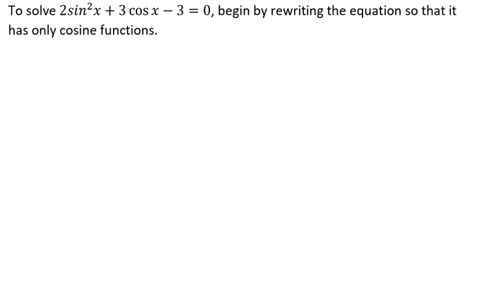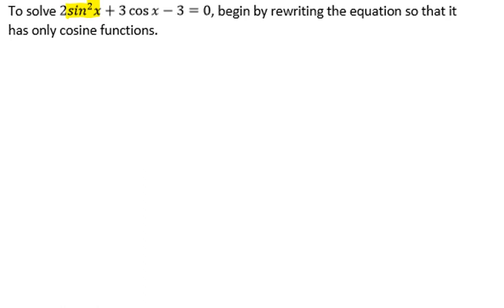In this video, we're going to be solving a trigonometric equation of a quadratic type by rewriting it as a single trigonometric function. So in this example, we have 2 times the sine squared of x plus 3 times the cosine of x minus 3 equals 0. So again, we're going to begin by rewriting the equation so that it only has cosine functions. And this is going to allow us to use our u substitution.